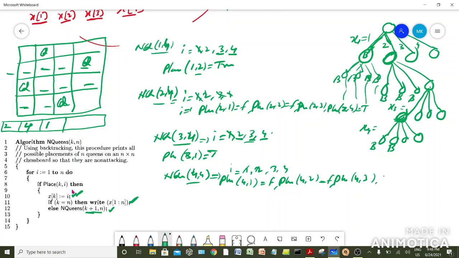So we place the queen at 4 and 3. This one. This resulted in true. So this is our final solution. This is one of the solutions for this. And along with this we inserted that x4 is equal to 3. Done. We executed this one. Now we reached this statement, this one. We checked if k is equal to n, 4 is equal to 4, it means we need to print x.